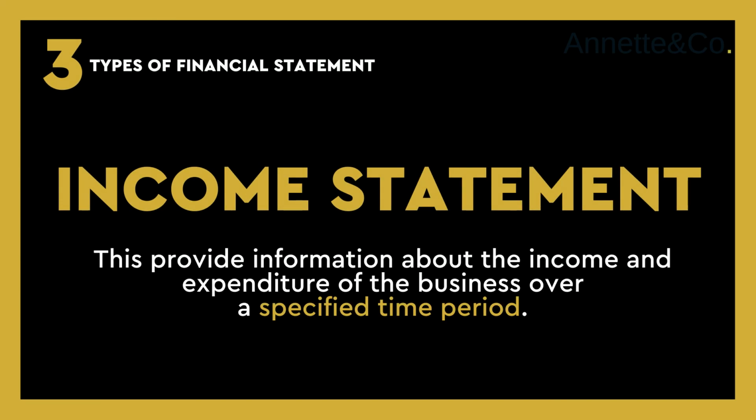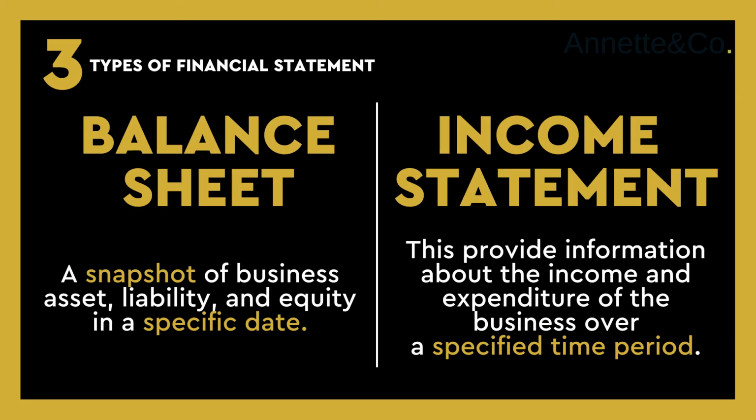The income statement is also known as the profit and loss or the profit and loss account. This provides information about the income and expenditure of the business over a specified time period. So the financial statements might be drawn up for a quarter or a year, in which case the profit and loss account will cover that time period. That is different to the balance sheet, which, like I mentioned, is a snapshot in time. So the assets and liabilities and equity in the balance sheet are shown as at a specific date, whereas the profit and loss account is a span of time.